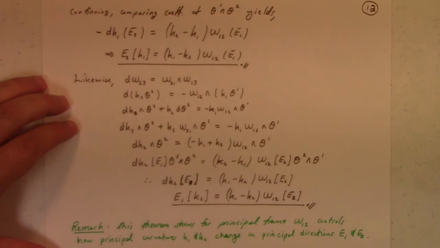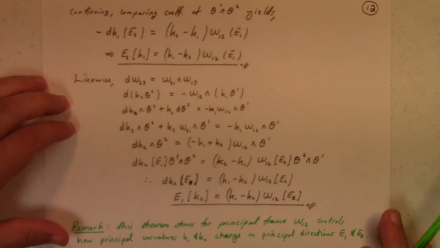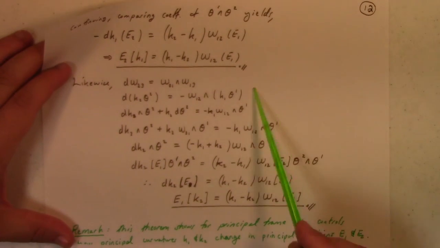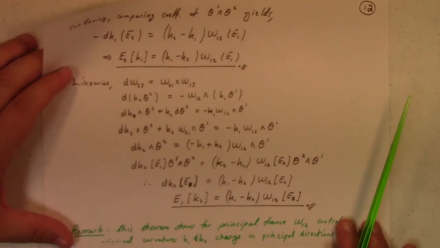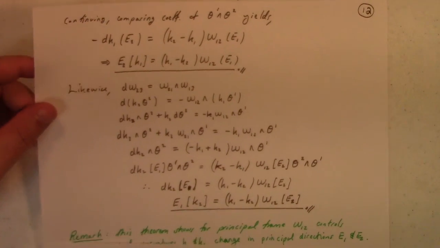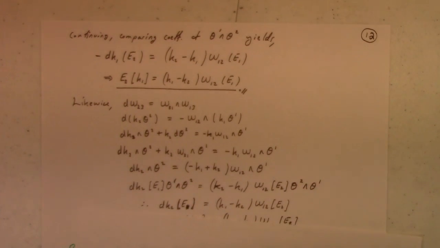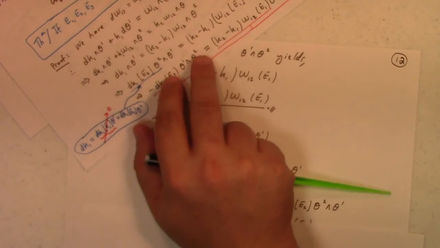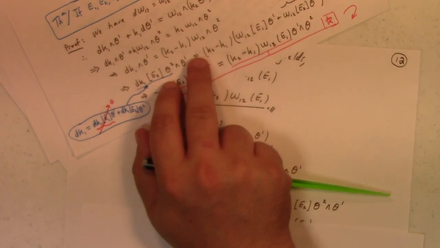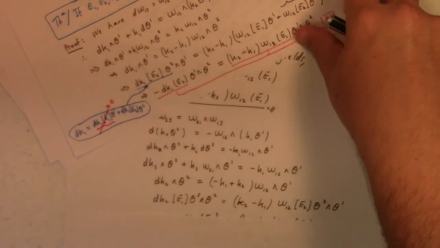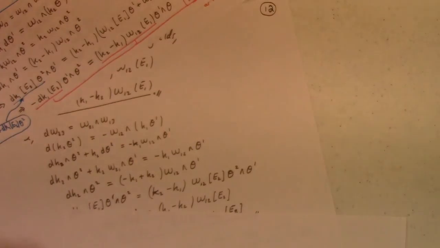See, this theorem shows that the principal frame's omega 1, 2 controls how the principal curvatures K1 and K2 change in the principal directions E1 and E2. But here, I gave you this if you want to look at the other case, which O'Neill doesn't have. I just wrote it out for kicks. Anyway, that will conclude this lecture, which is lecture, what lecture are we on? Lecture 18. The next lecture, lecture 19, will be on so-called global theorems.